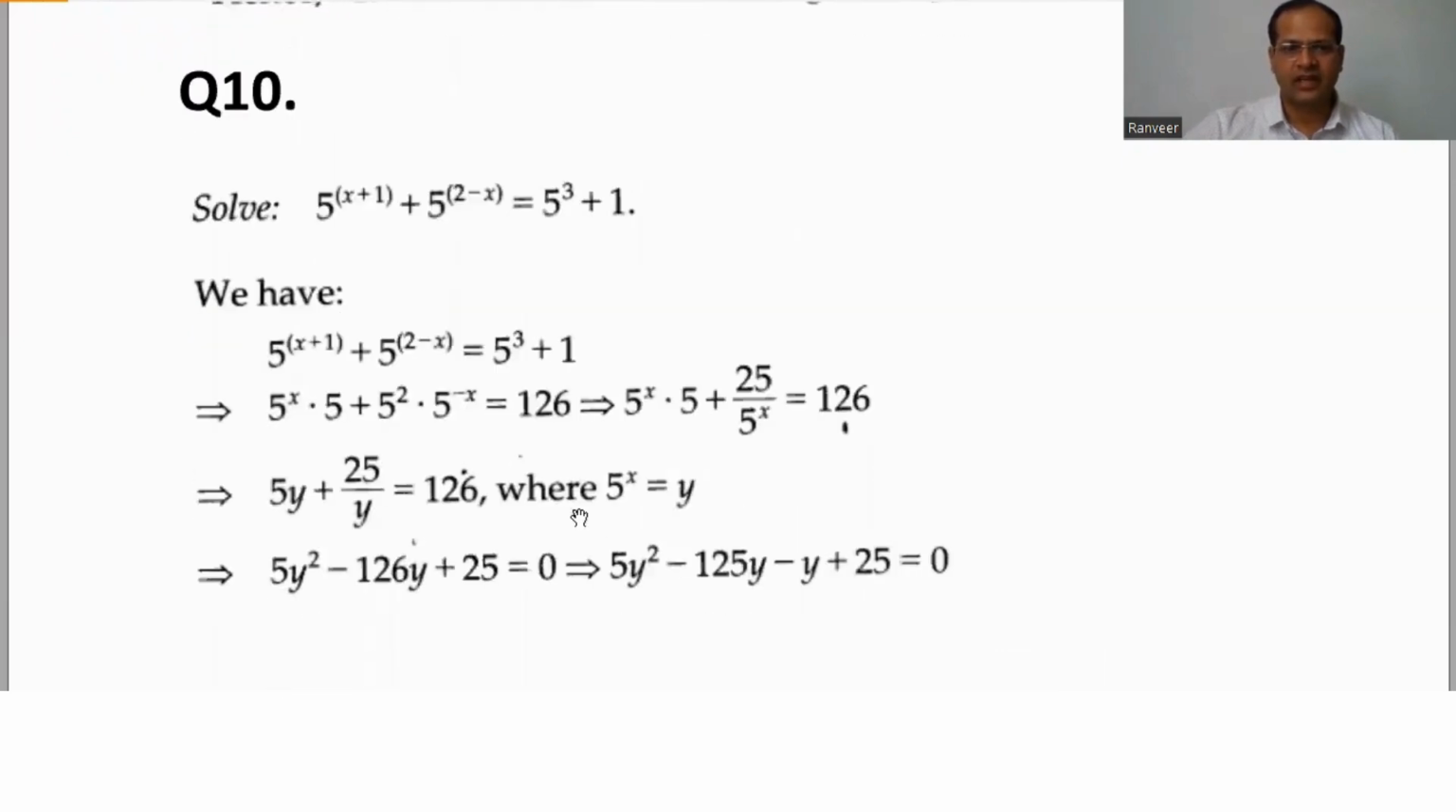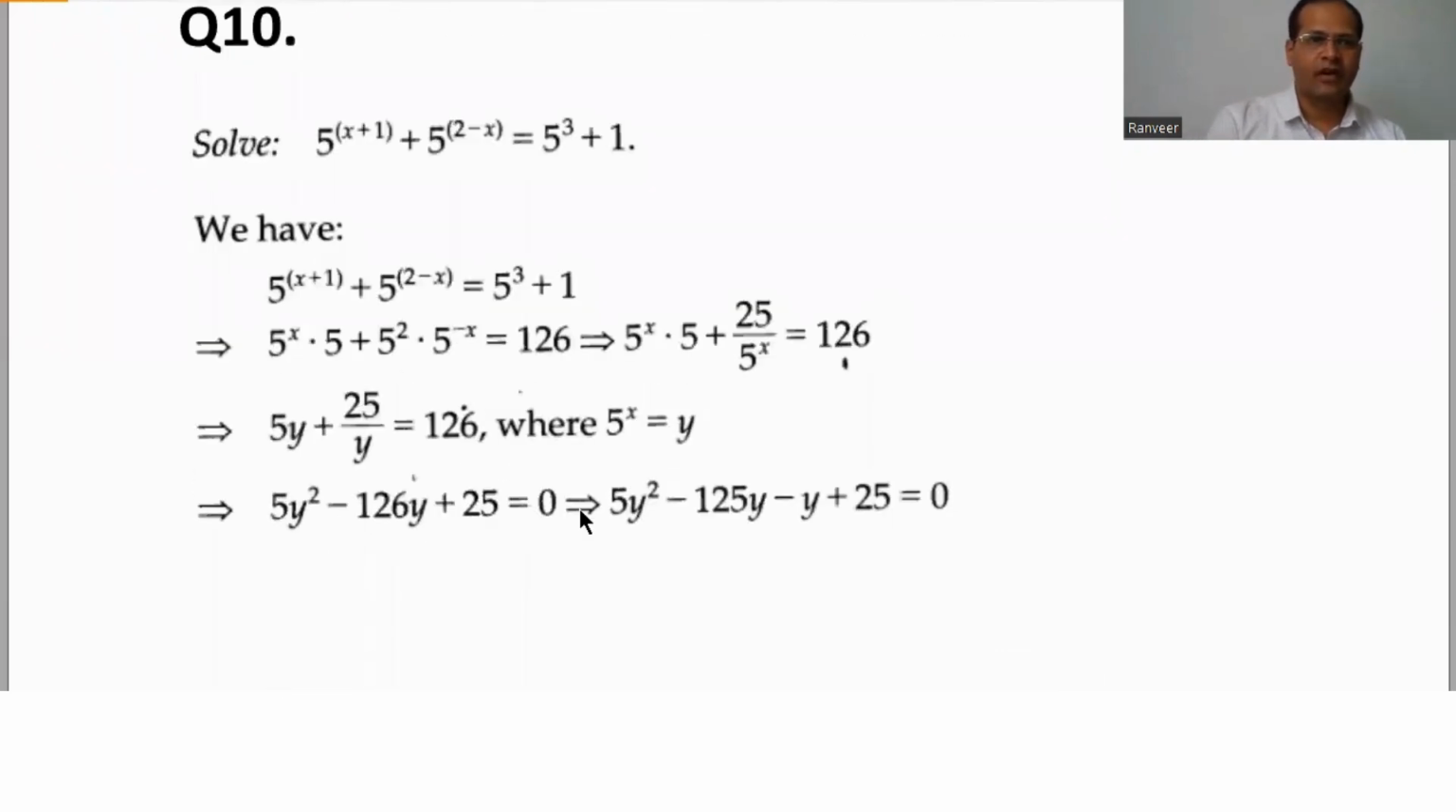Now question number 10 is very, very important. This is an exponential form that you have to convert into a quadratic. So 5 to the power x plus 1 and 2 minus x. Whenever this type of question is there, you have to convert this exponential form. We can write this as 5 to the power x into 5, 5 to the power 2, 5 to the power minus x.